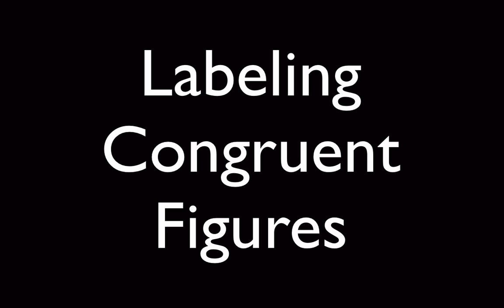Okay, so what we're going to be working on today is the basics of just making sure that we understand how to label congruent figures, which means figures that are the same shape and the same size. We just want to make sure that we understand how to label the parts of them correctly.